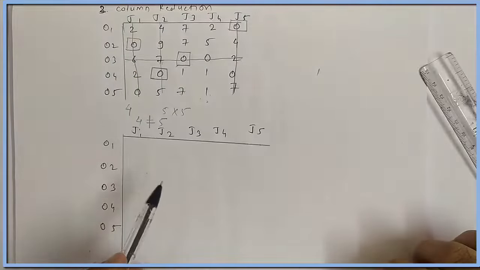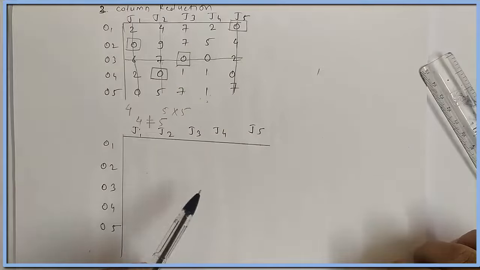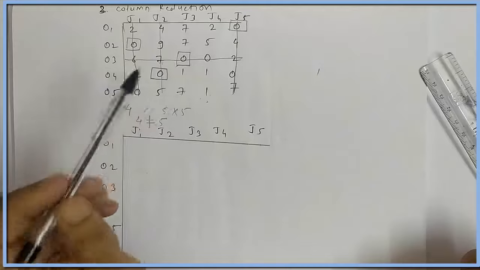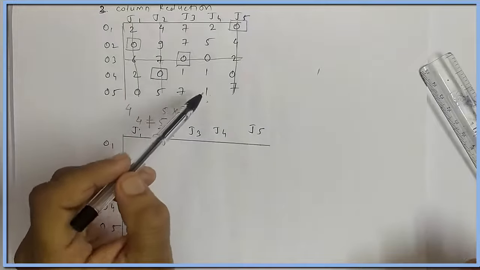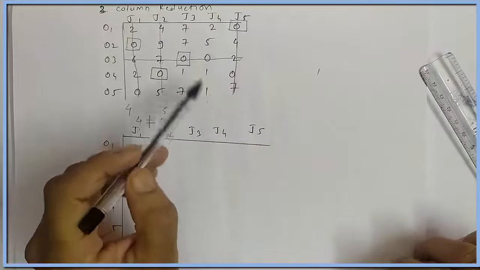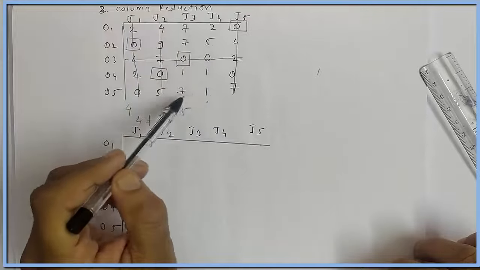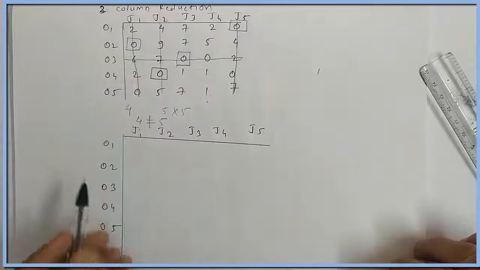After this our matrix will be, again I will repeat the step. Look at the uncovered elements 7, 2, 7, 5, 1, 1, 7, 1. The smallest element is the 1. Therefore first of all we will subtract this 1 from 7, from 2, from 7, from 5, 1, 1, 7, 1. Therefore 7 minus 1 is equal to 6.